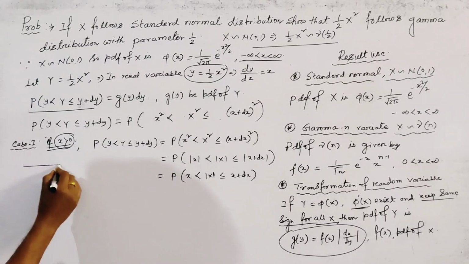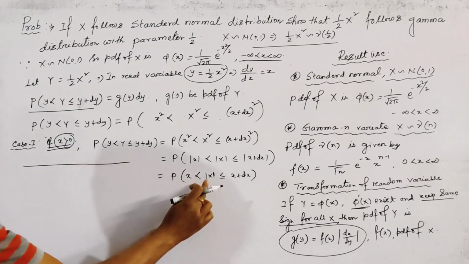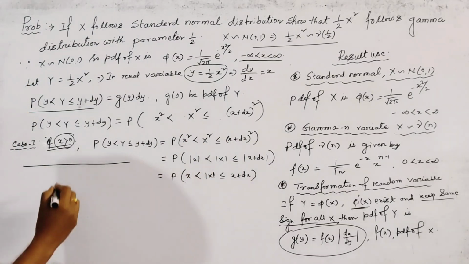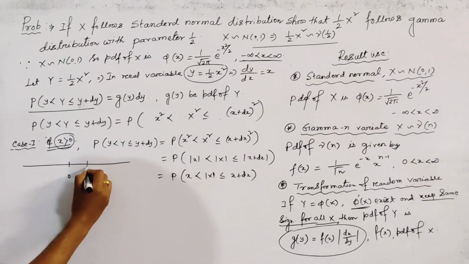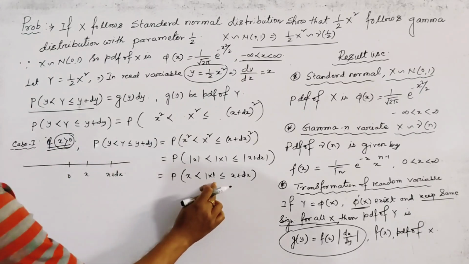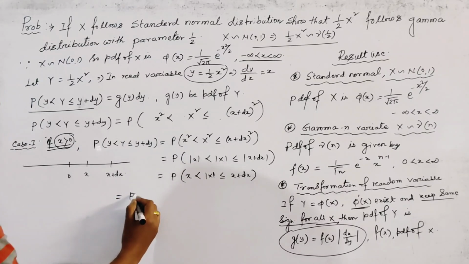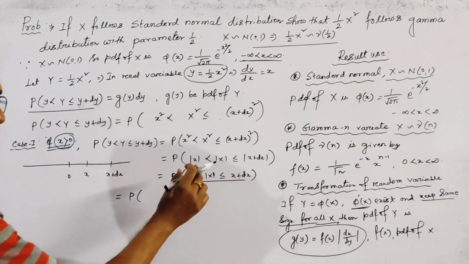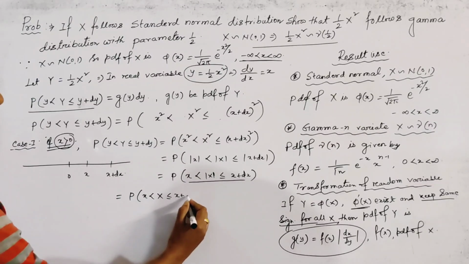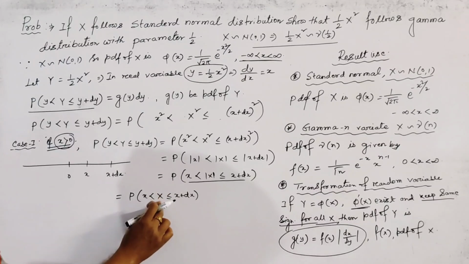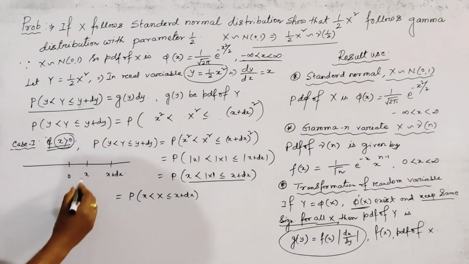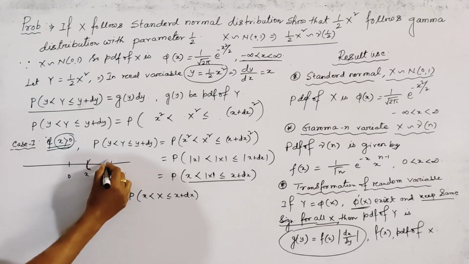If we draw a real line, here |X| is less than x, and this is less than or equal to x plus dx. If this is 0, this is x, and this is x plus dx, then we write this relation as the probability of, since this is a set or an event, x less than capital X less than or equal to x plus dx. In this event, if X lies between x and x plus dx, then |X| is also in this range. That is from here to here.